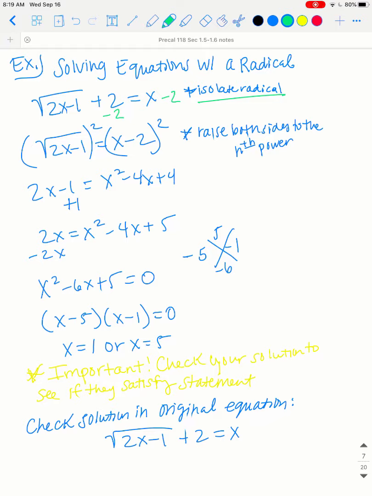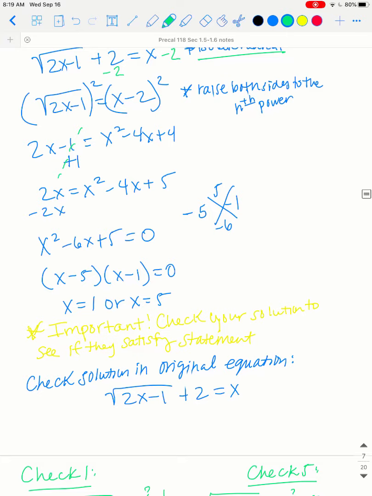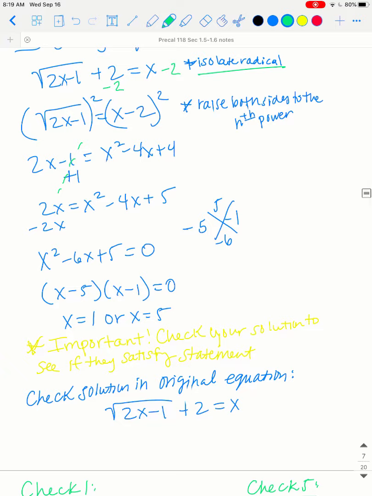And now I'm going to try and get all my x's together, and I'm actually going to set it equal to 0. So I'm going to add 1 to get it on the right. So I'm left with 2x equals x squared minus 4x plus 5. And I'm going to subtract 2x. And then I get x squared minus 6x plus 5 equals 0. I'm going to go ahead and factor that. And this is also a sneak peek to something later on in the lesson of solving for quadratic equation solutions.